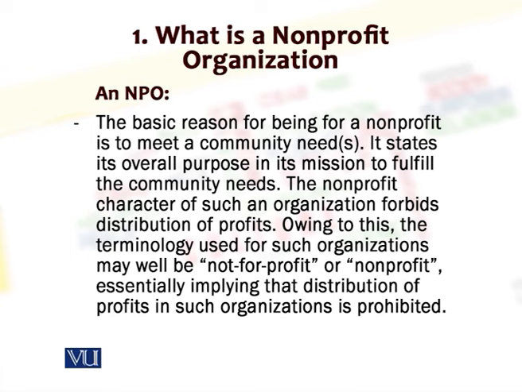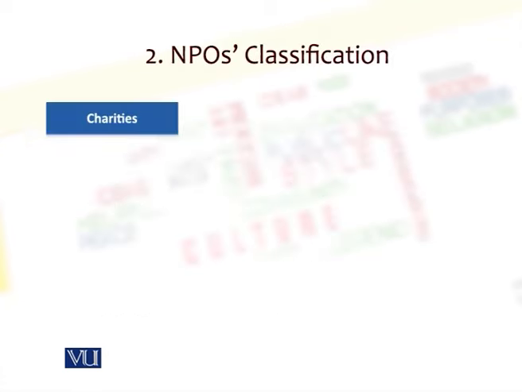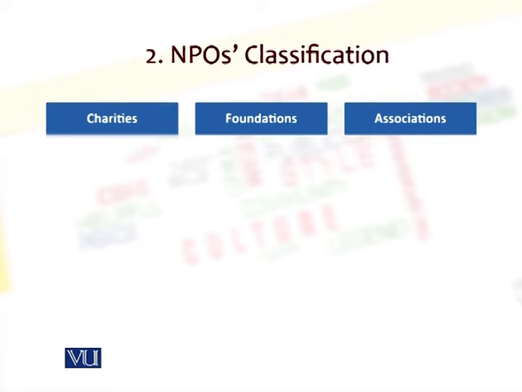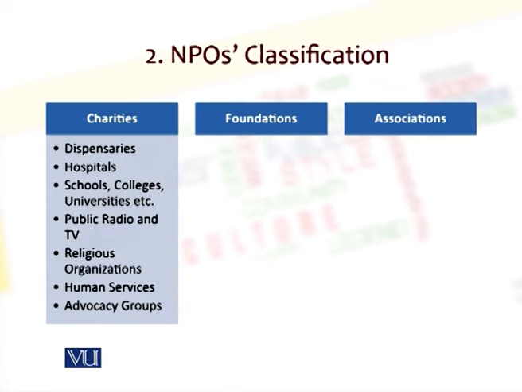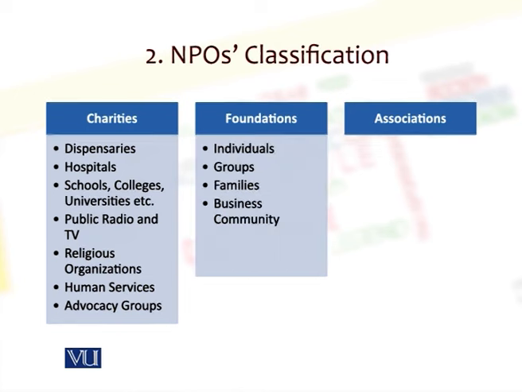As part of what is an NPO, we also have to understand classification of NPOs. How do we classify NPOs? Well, we do that as charities, as foundations, and as associations. It is very interesting to note that charities are full of a diverse array of different kinds of organizations. Dispensaries, hospitals, education setups, then we have public radios and television, then we have religious organizations, then we have human services, etc., etc. All these organizations, although very diverse in nature, in character, and in features, are part of charities and charitable organizations.